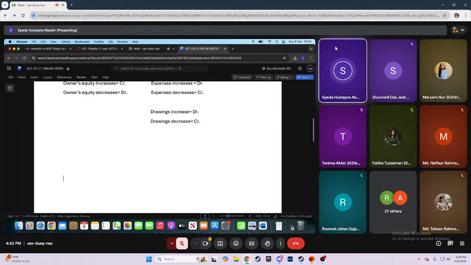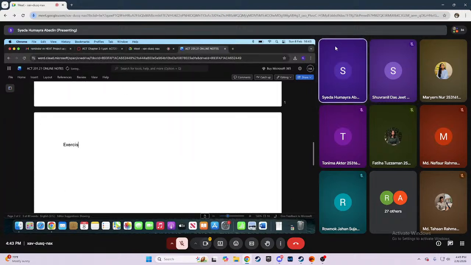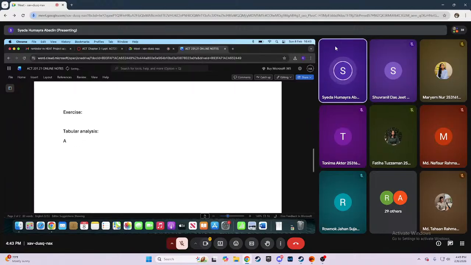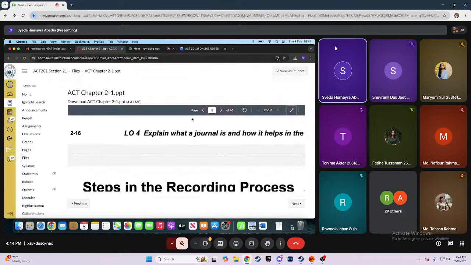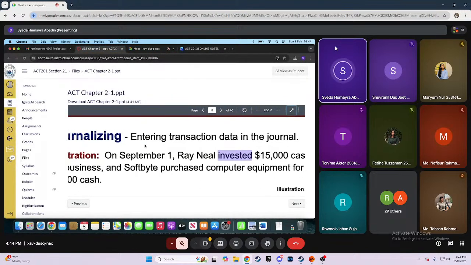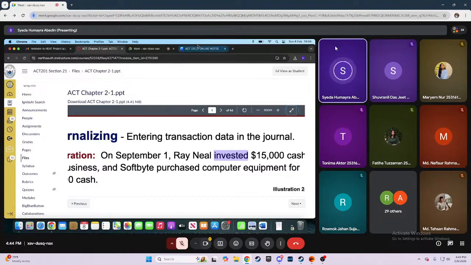So first things first, let's do an exercise. I would like to do the tabular analysis, which is something we did for chapter 1. So here we will write our asset, then we will say equals to L plus OE. All right. So first, as you guys said, from this transaction, we can say that because we have invested money, our owner's equity is increasing.